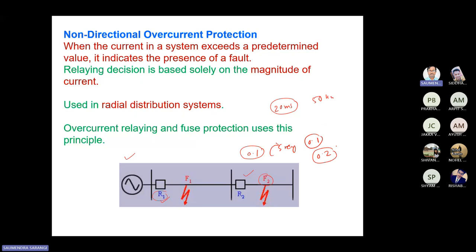So we give certain backup. Basically 0.1 second plus 0.2 second is nothing but 0.3 second, which should be the time of operation for this one. So in this case, initially we are seeing whether the fault is there by taking the current as input. Whenever the current increases, definitely this relay should operate with a minimum time. And if this relay has not operated and the fault has not cleared, then with a time delay, this should operate.